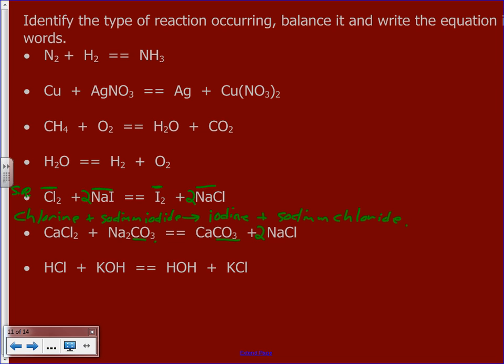So when we write that out in words, we have calcium chloride, plus sodium carbonate, gives us calcium carbonate, plus sodium chloride.